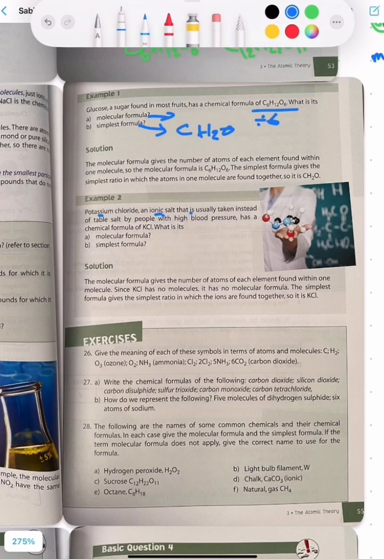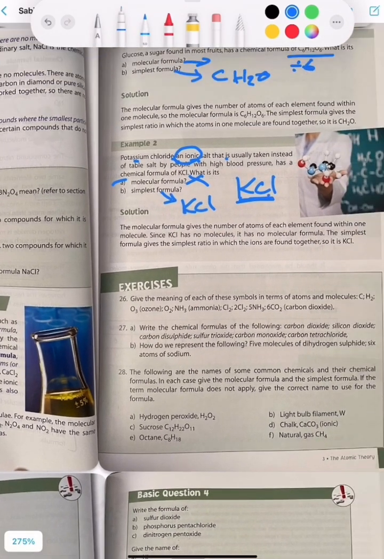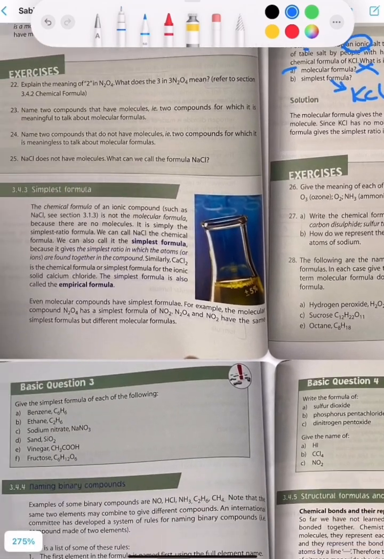Potassium chloride, which is an ionic salt, is usually taken instead of table salt by people with high blood pressure. It has the chemical formula KCl. What is its molecular formula? Because we have a metal and a nonmetal, it's an ionic compound. The question is saying it's an ionic compound. Even if you do not know it's an ionic compound, the question is giving you that information. So it's an ionic compound, it does not have a molecular formula. Simplest formula, do not change it because you cannot divide it by anything. So KCl is its simplest formula. It's a bit tricky, but you have to think before you answer.